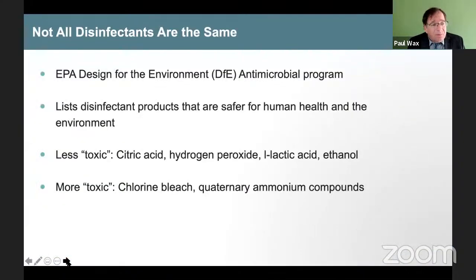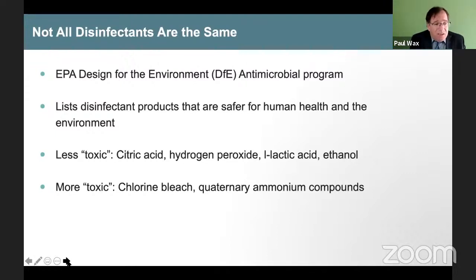Next slide. So not all disinfectants are the same, and there's a wide variety of chemicals that have the categorization of disinfectants, and we're going to go through some of these chemicals in detail this afternoon. Now, some of these disinfectants have been designated as part of the EPA Design for Environment, or the DFE antimicrobial program. These are disinfectants that have undergone rigorous review and are deemed to be safer for human health and the environment than other disinfectants. We'll talk about some of these disinfectants over the next few slides, but one should understand that this has been rigorously reviewed, and the EPA has come up with such a designation.